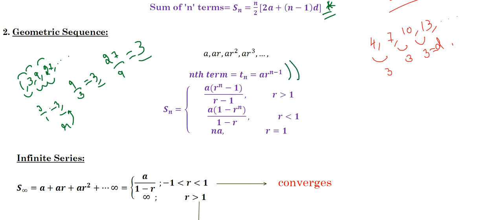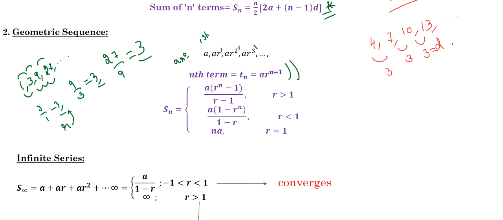Nth term, that is, if I want to find out the nth term: as usual, the first term is a into r power 0, second term a into r power 1, third term a into r power 2, fourth term a into r power 3, then the nth term is a into r power n minus 1. It's very simple, right?